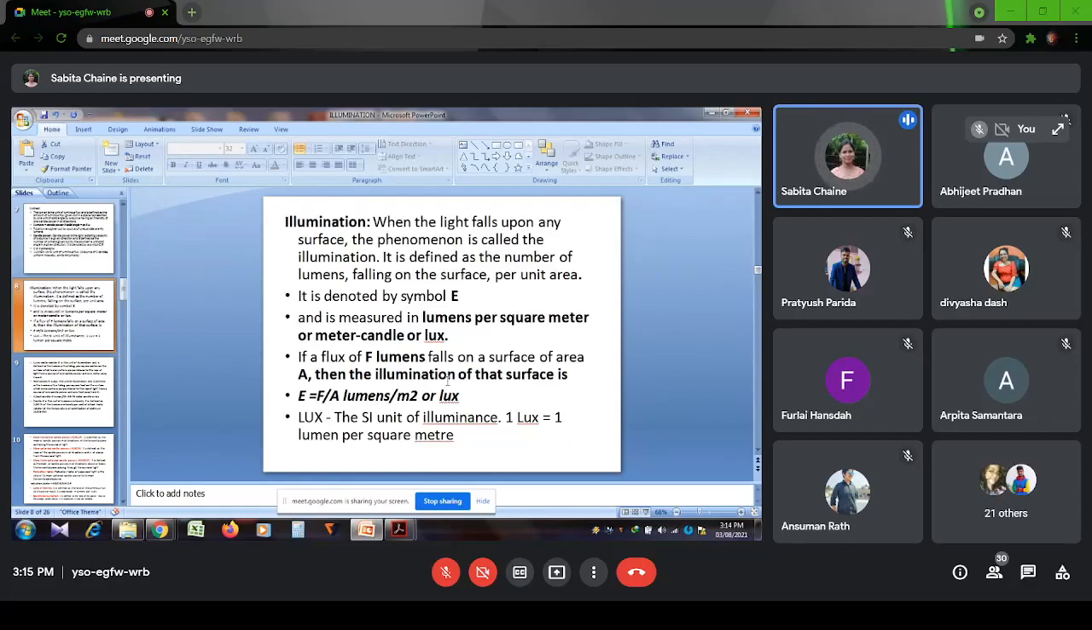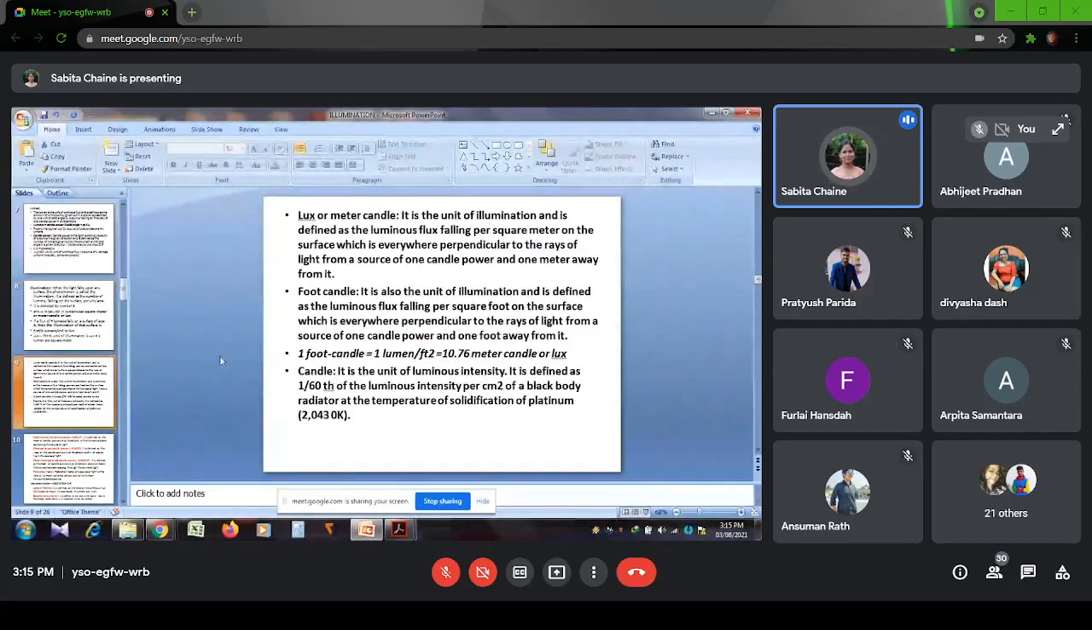Then if you relate the three terms E, F, I: E is lux, then lumen, then candela, that is candela power. Then you go next, that is lux or meter candela. Define these terms: lux, meter candela, and foot candela. Foot candela is also a term.